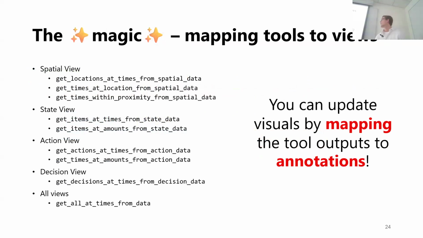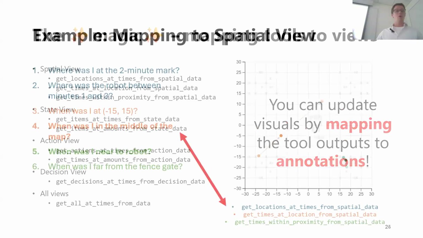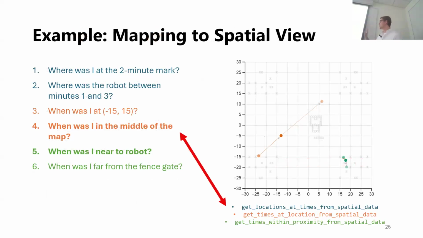And so the magic then, if we're able to do something like that, is how do we update the visualizations? As we realized, the magic for this project was to be able to map the tools that we had directly to the views that we developed themselves. And we developed these tools to answer questions by fetching the data that would be needed to visualize that data. So as an example, if I'm looking at the spatial view, we generated a number of questions with our operators that they wanted to ask.